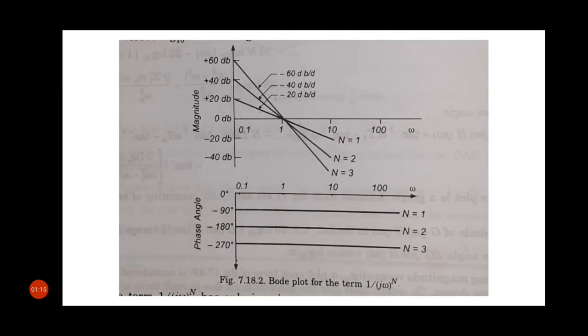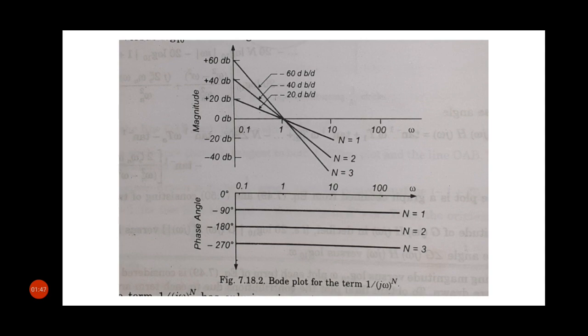Like this. Okay, so see the graph of magnitude versus log 10 omega is a straight line having a slope of minus 20 n dB per decade. And as the term 1 by j omega to the power n has only an imaginary term in the denominator, the phase angle is minus 90 n degrees. Okay, so see the graph.